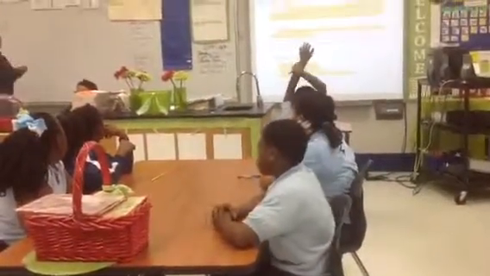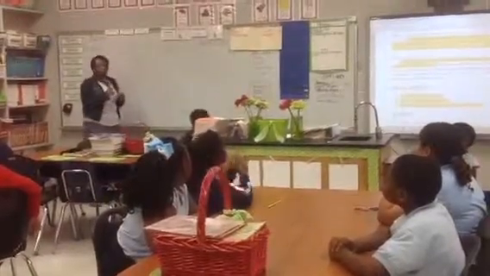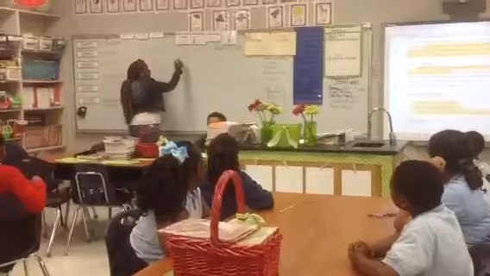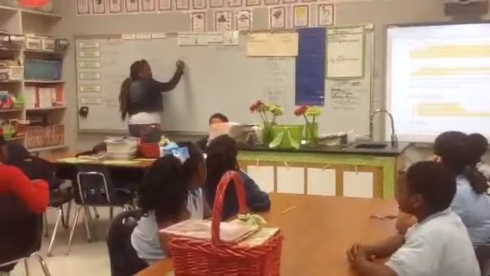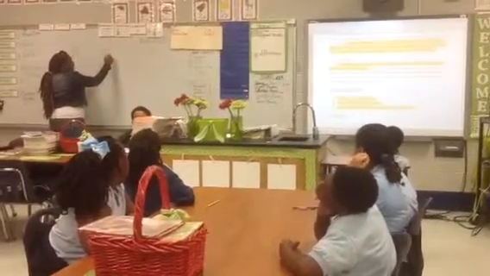Someone give me an example of a composite number. Olivia. 12. And Olivia, how do you know that 12 is a composite number? Because it can be multiplied by 1. Okay, so I can get 12. Give me the ways that I can get 12, Olivia. By 4. Okay, so I can do 4 times 3 and get 12.